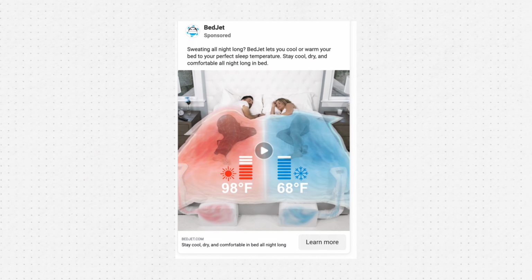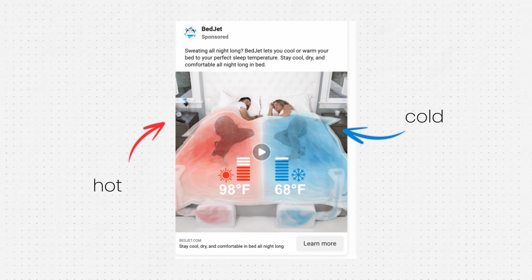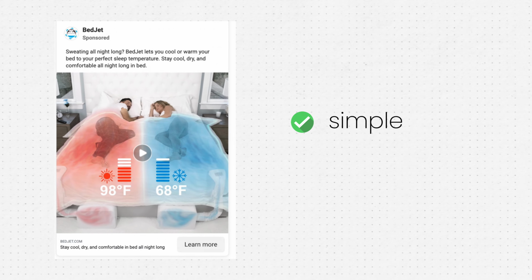And then the last one that I added, just so you can see how you can visually show something through just the benefit. So you can see this couple sleeping, one side is hot, the other side isn't, because of the product. Super simple, yet quite effective.